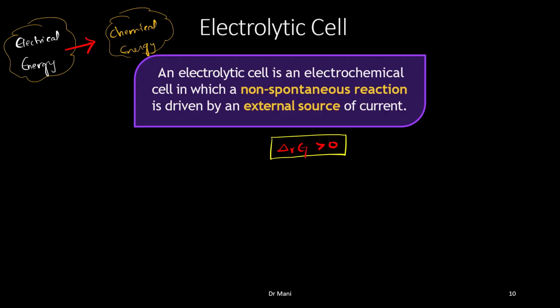Clear? So see here, the fundamental thing in the electrolytic cell is a non-spontaneous reaction. Remember this. It is a non-spontaneous reaction, and it is powered by an external source of current. The galvanic cell doesn't need any source, but here it is powered by an external source of current. Clear? And remember the delta G here is positive.